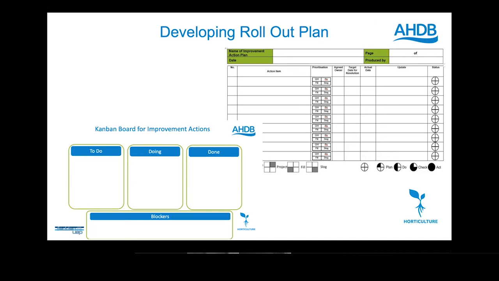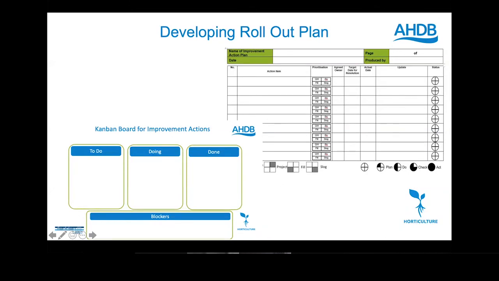So the idea is that you document all this on your action plans, and that's your way of capturing the improvements that you want to do. So you simply write down the actions, who is going to do it, when they're going to do it by, when they completed it, and it might well be that you just put an update in there.